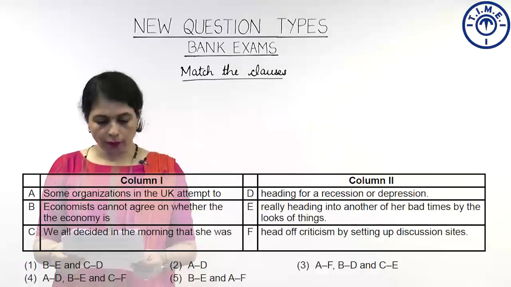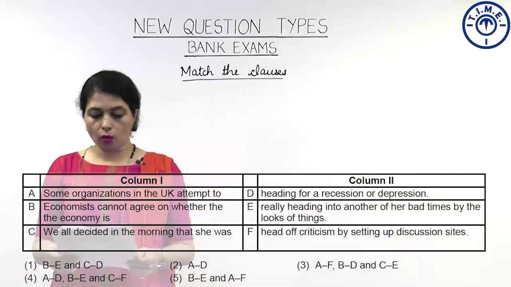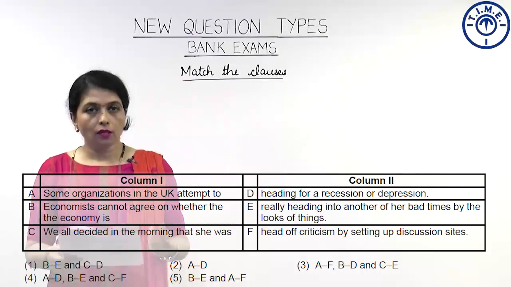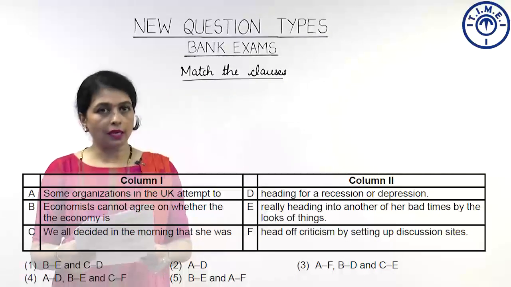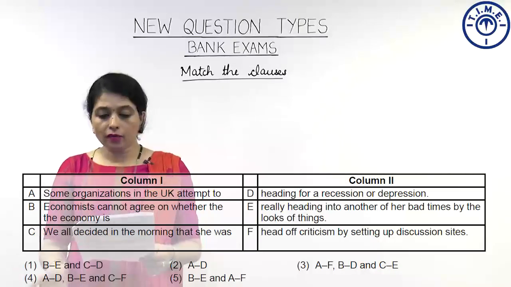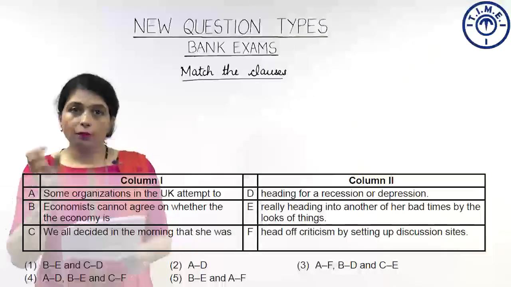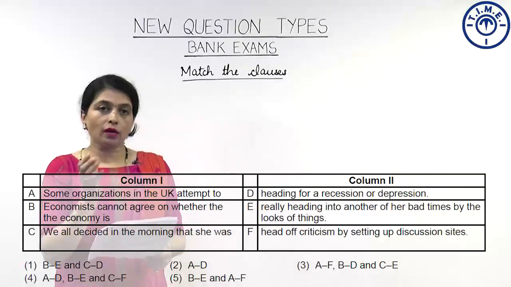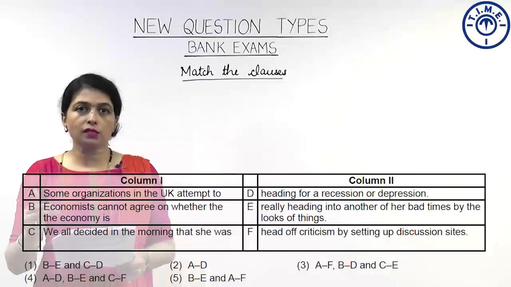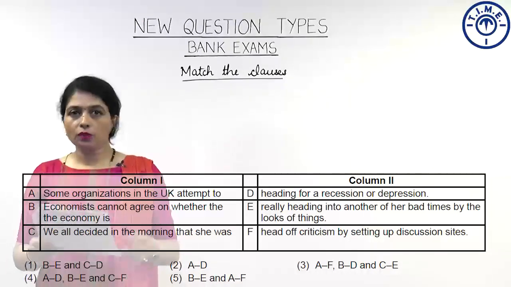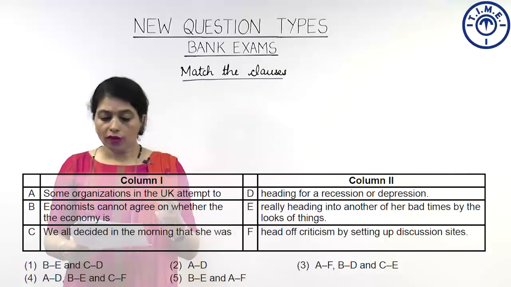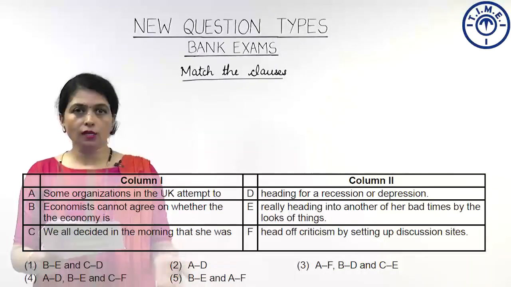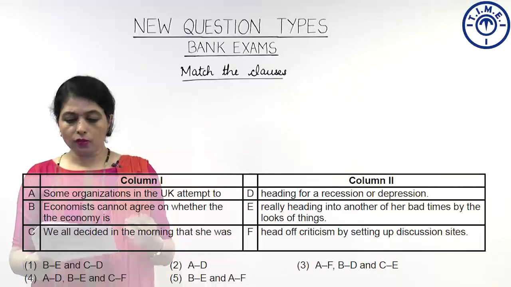Now let's move down to C. We all decided in the morning that she was. Now how was she? She was heading for a recession or depression. Now she was heading for is something which is correct, but can we say a person is heading for a recession or depression? Depression does make sense, but here it is being paired with recession, and we understand recession is not something which is related to a person. Recession is something which is related to an economy. So while the grammatical consistency is there, there is no logic that can be drawn from this combination, and so we dump it and move on to the next part, which is E.